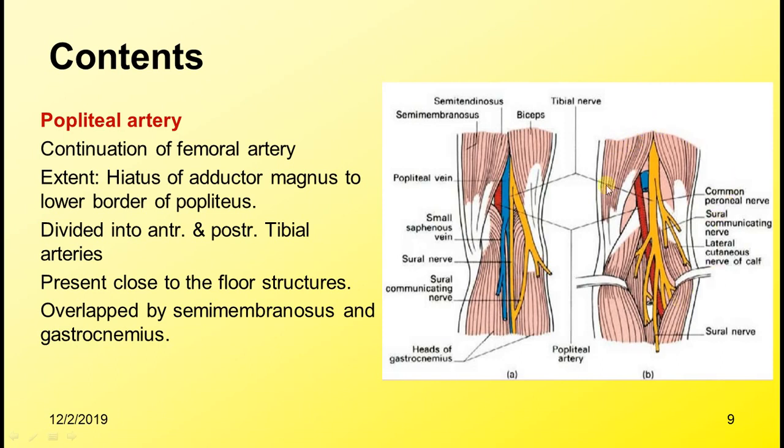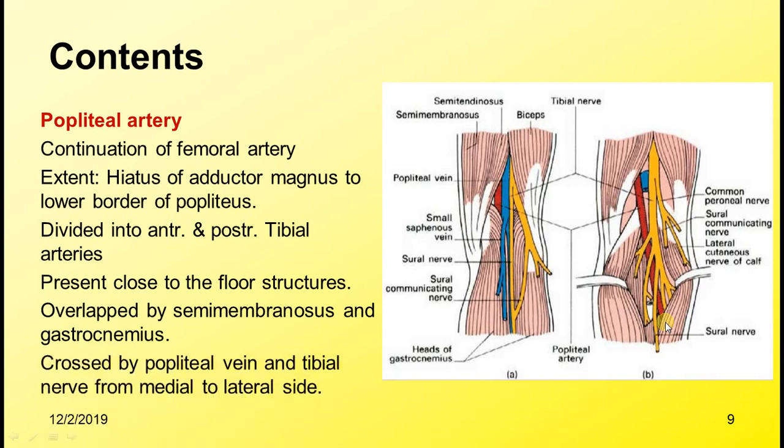So almost you can see the boundaries of the popliteal fossa are only making relations with the popliteal artery. Supralaterally, supramedially, infralaterally, inframedial boundaries, they are only related. The only thing you have to remember is the tibial nerve crosses the artery from lateral to medial side posteriorly along with the popliteal vein. Okay, so crossed by the popliteal vein and tibial nerve from lateral to medial side.